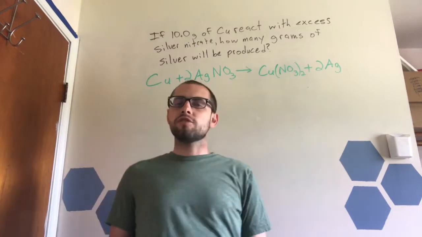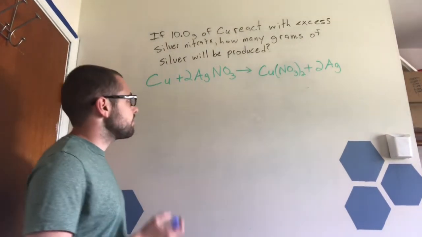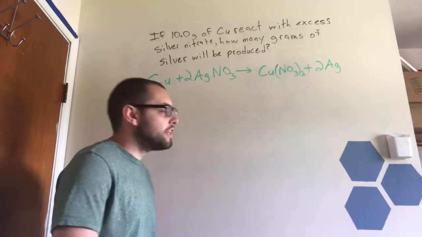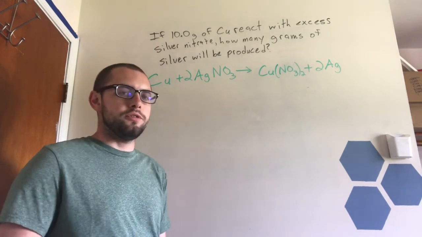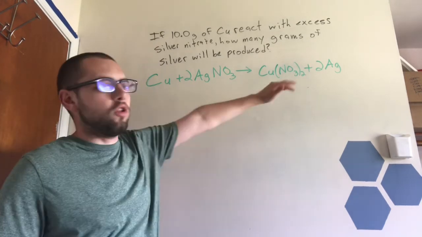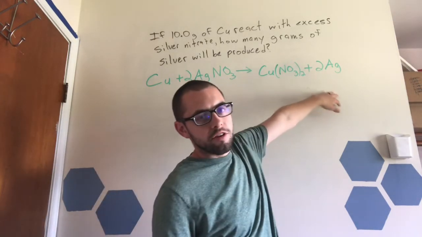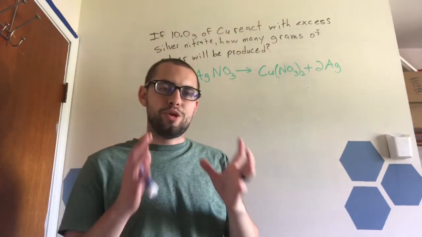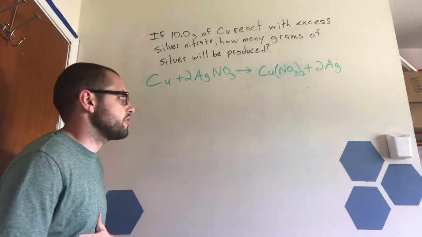This reaction, let's go ahead and read it first. If 10 grams of copper react with excess silver nitrate, then how many grams of silver will be produced? This is actually a pretty cool reaction because it produces solid silver. This is a way to actually chemically make pure silver. Pretty cool reaction. I had the pleasure of doing this one once.